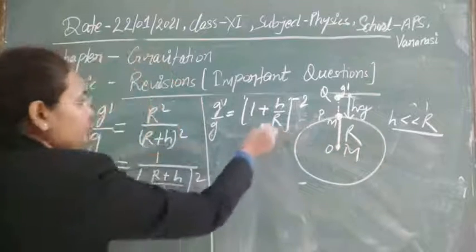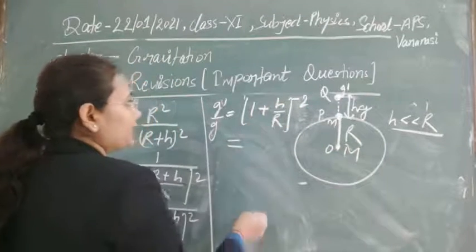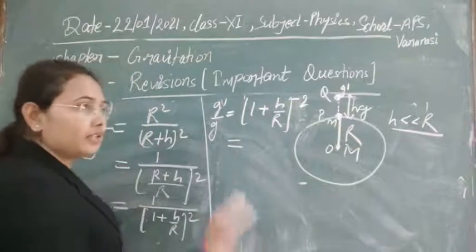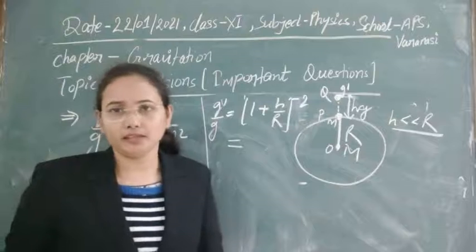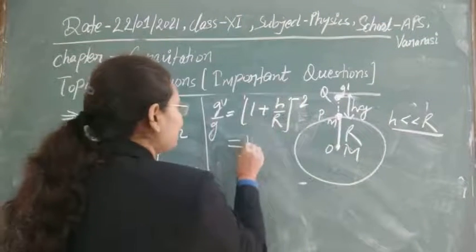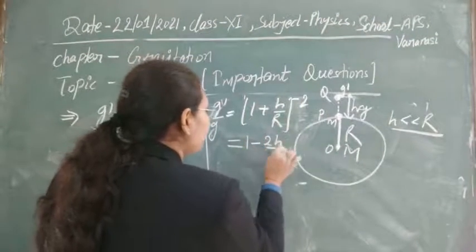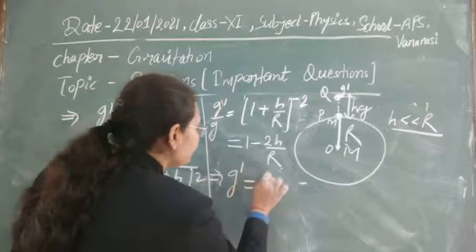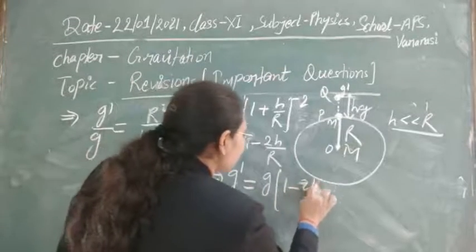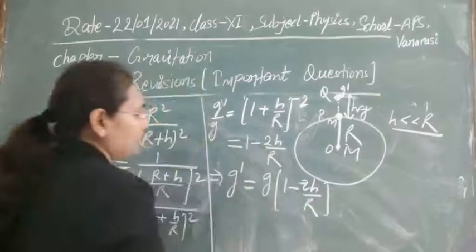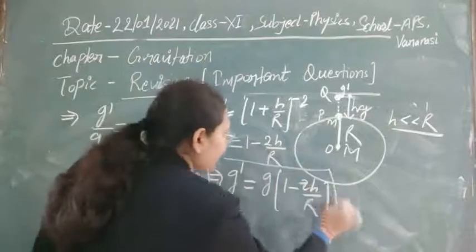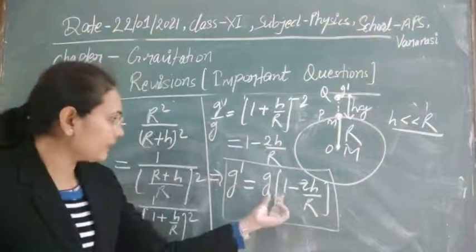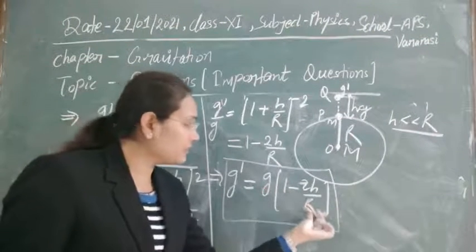Now if we use first order binomial expansion, then (1 plus x upon a) power n is equal to 1 plus n x upon a. Simple. This power will be multiplied here, and we will get 2h upon R. Now we can write down the value of g dash finally. So this is g times (1 minus 2h upon R). And from here we can see that this is the variation of g with some height h.